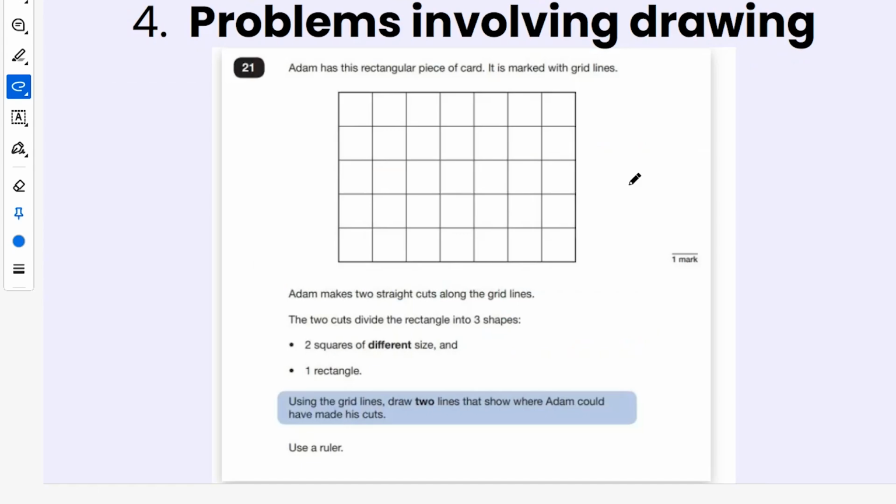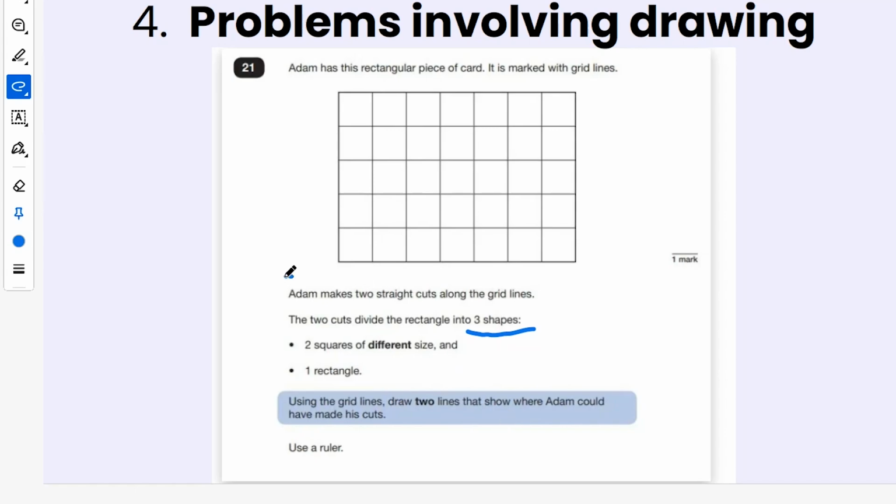And the fourth type of problem would involve drawing of some kind. Now, this is a particularly difficult question. It gives you an idea of the kind of things children could be asked on a really tricky reasoning paper. Now, let's see if we can work out what it's asking. Adam has this rectangular piece of card. It is marked with grid lines. Adam makes 2 straight cuts along the grid lines, okay? The 2 cuts divide the rectangle into 3 shapes, 2 squares of a different size, and 1 rectangle. Using the grid lines, draw 2 lines that show where Adam could have made his cuts.